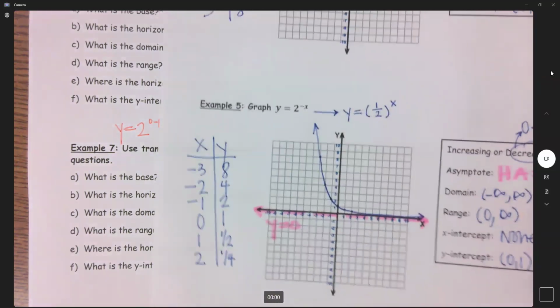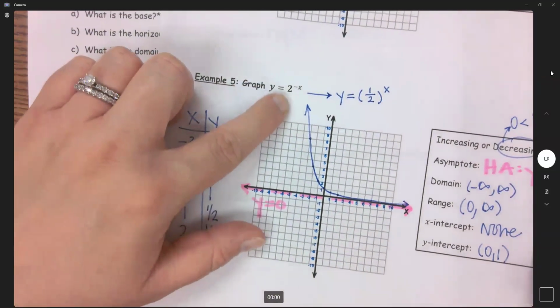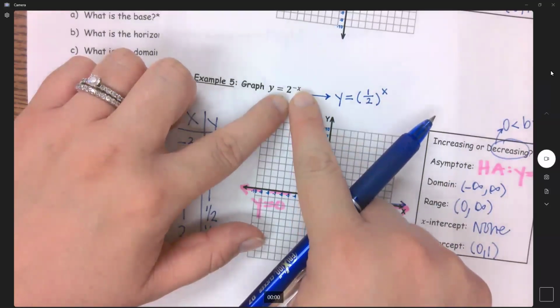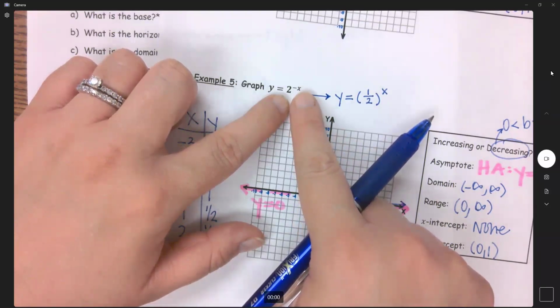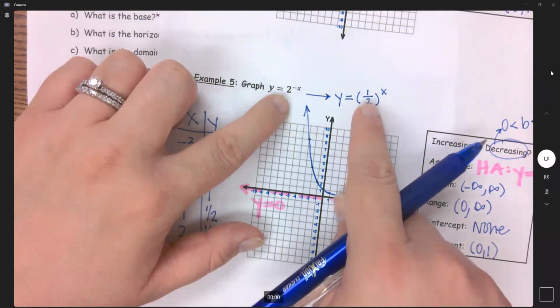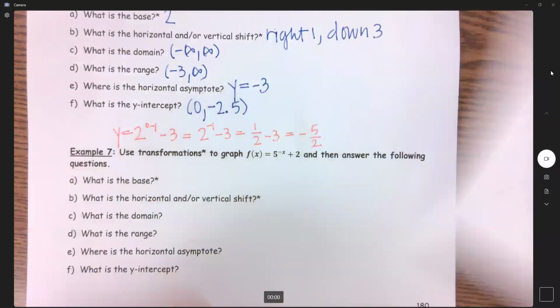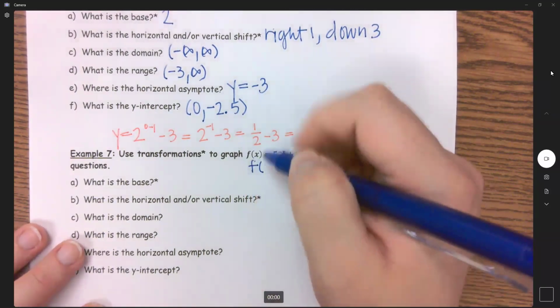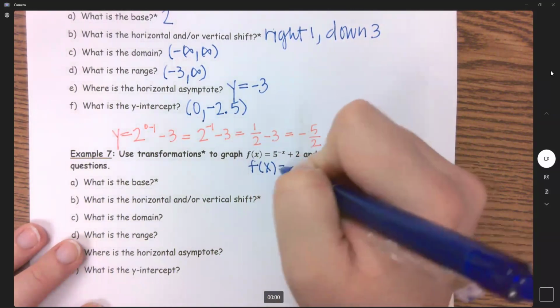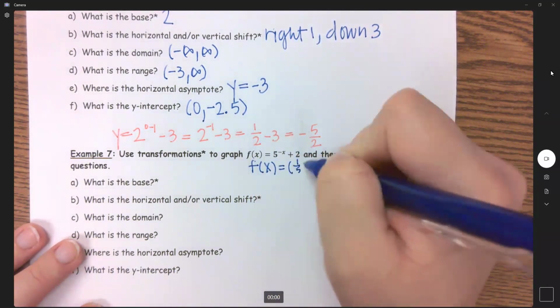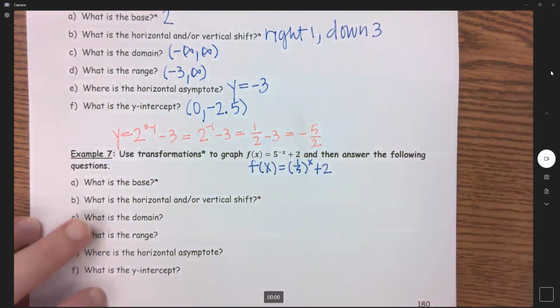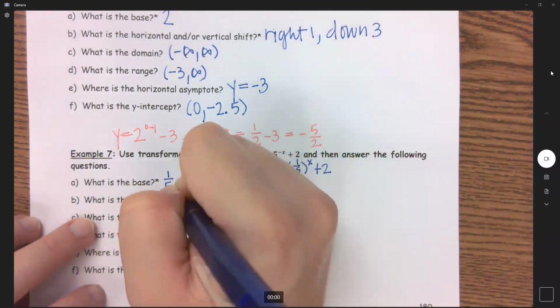Just like on example 5, when I had 2 to the negative x, we don't really consider this in standard form when the x is to a negative power, or when your exponent is to a negative power. So I needed to change that to 1/2 now to the positive x. So this can be rewritten as f of x equals (1/5)^x plus 2. So my base is not 5, it is 1/5.